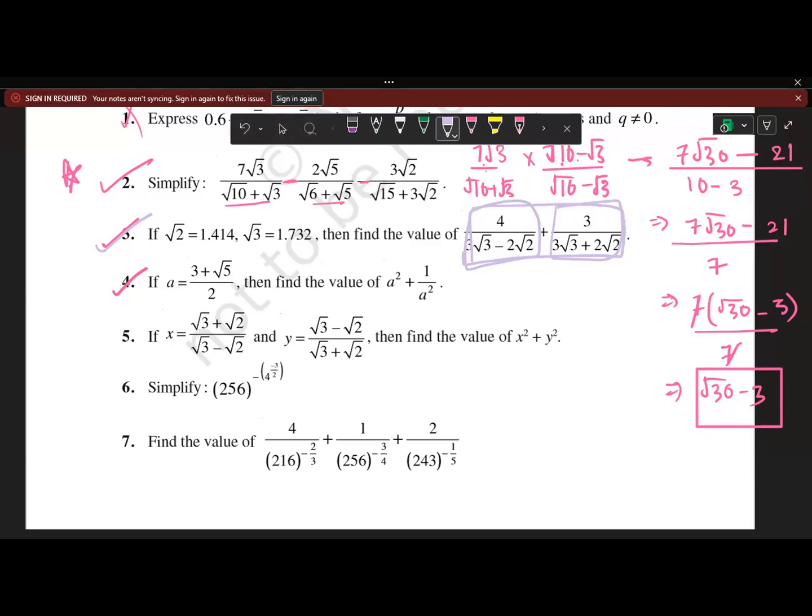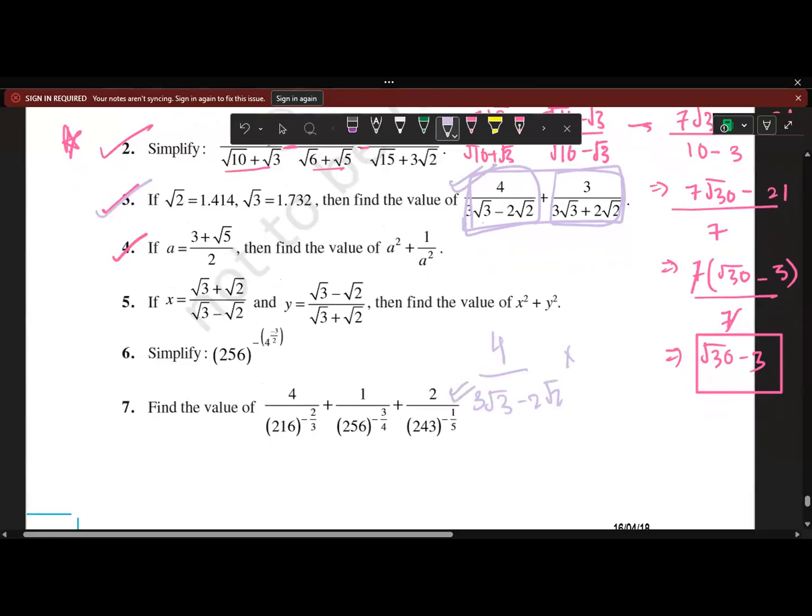So Hafsa, you tell me with what will I multiply the first term? 4 divided by 3 root 3 minus 2 root 2 is the first term. So can you tell me with what number will I multiply this? Look at this term. Look at the denominator. Just write the denominator only. And what is the sign on the denominator? Minus. So what sign will I write here? The opposite sign, plus. Opposite of minus is plus.